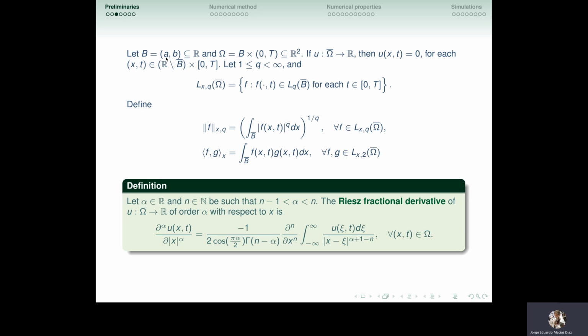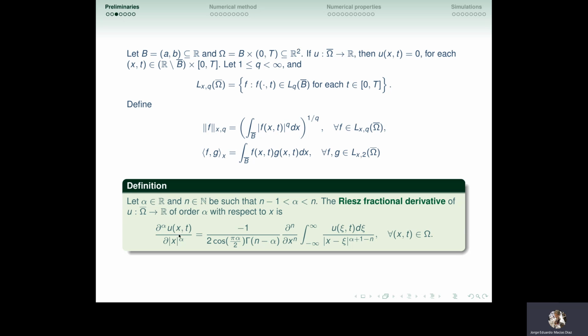To that end, we are going to fix a spatial domain (a, b) and a space-time domain, which is going to be (a, b) cross (0, T). We introduce the classical L^q spaces, the q norm, and the inner product for L^2 spaces. If u is a function and alpha is a real number greater than 0, then we define the space fractional derivative of u of order alpha with respect to x in this way.